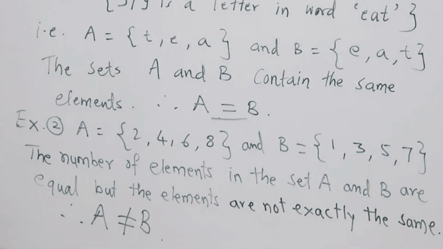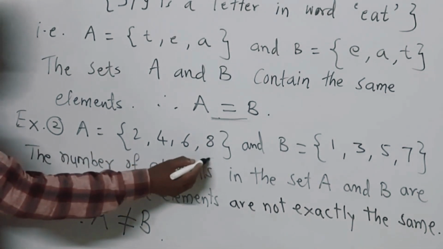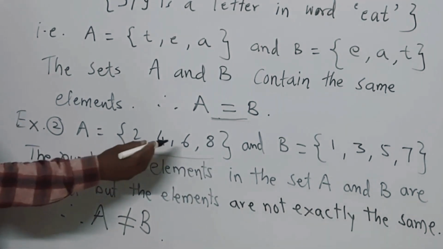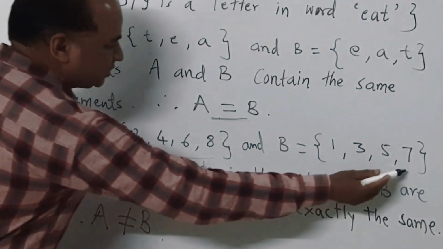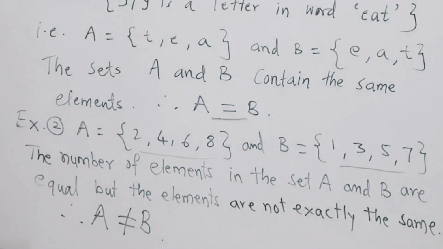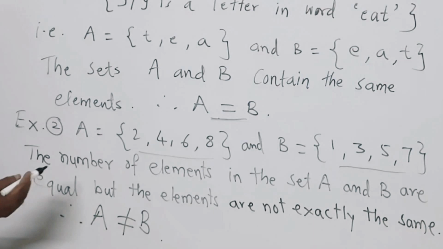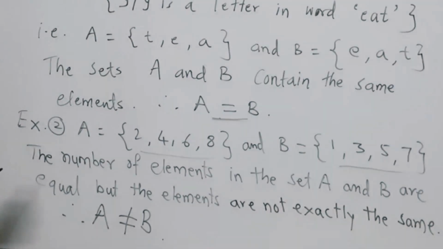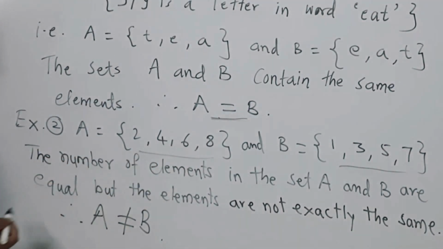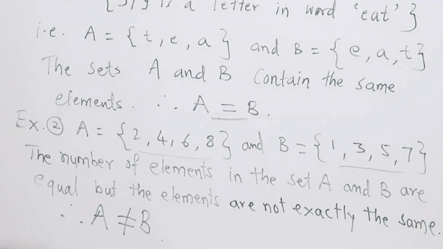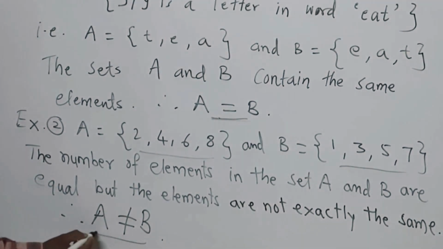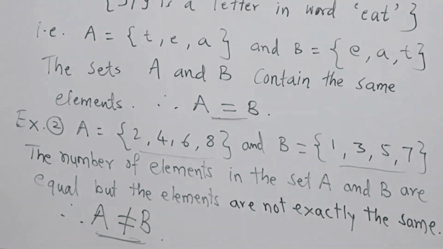Now second example, set A, these are the multiples of 2: 2, 4, 6, 8, and set B, these are the odd numbers. So set A is even numbers and set B is odd numbers. The number of elements is the same in both sets, A and B, but the elements are not exactly the same in both sets. Elements are different. Therefore, set A is not equal to set B.